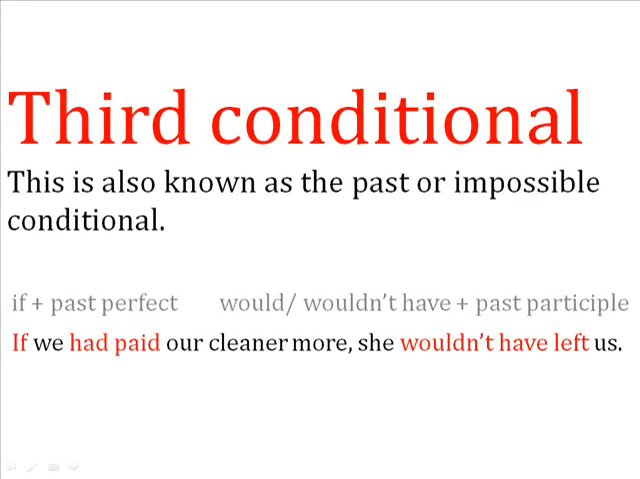Now, the last of them, the third conditional, which we use to describe a hypothetical situation or event in the past. This is also known as the past or impossible conditional. We use if and the past perfect verb in the first part of the sentence, and would or wouldn't have and the past participle verb in the second part of it. For instance, if we had paid our cleaner more, she wouldn't have left us.